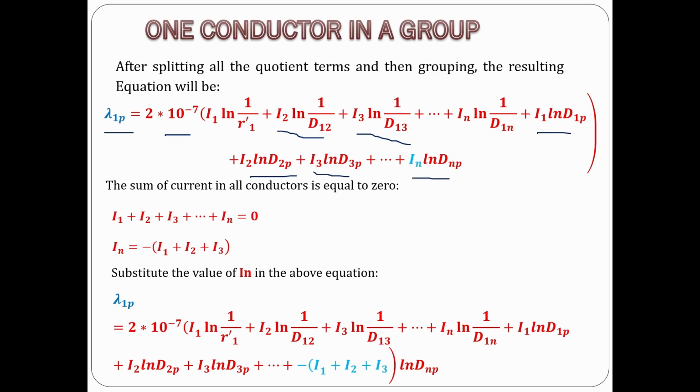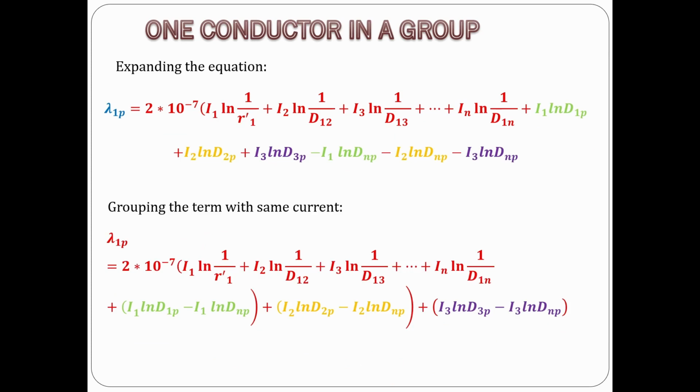We can say that the sum of current in all conductors is equal to 0. I1 plus I2 plus I3 plus IN is equal to 0. Equating, IN is equal to negative (I1 plus I2 plus I3). Substitute the value of IN in the above equation. The resulting equation will be 2 times 10 to the negative 7, open parenthesis, I1 ln 1 over R1 prime, and so forth. By expanding the current term, the resulting equation is this equation. And grouping the terms with the same current, the resulting equation is this.